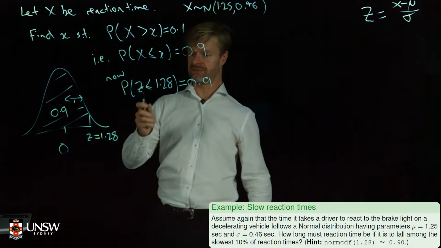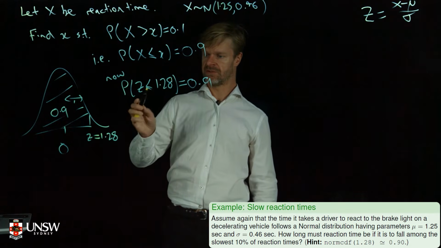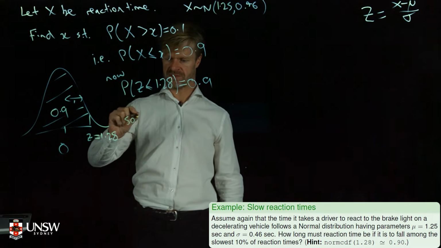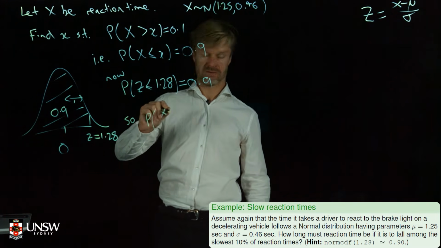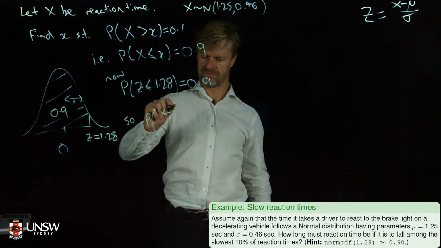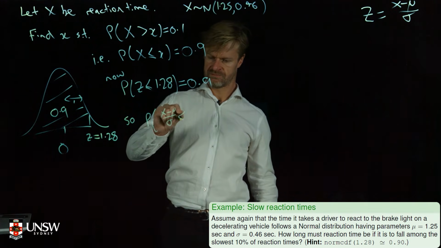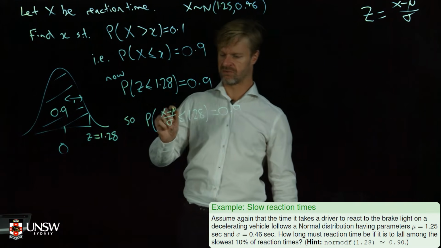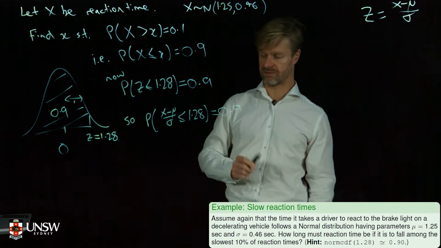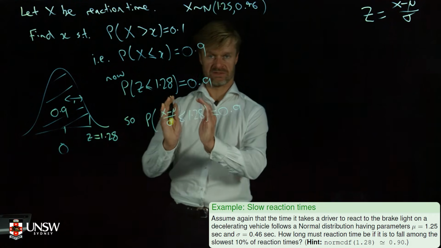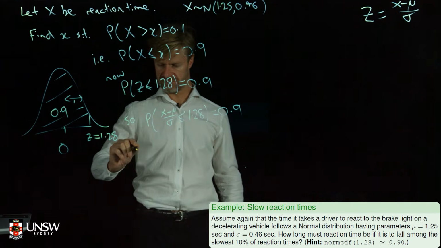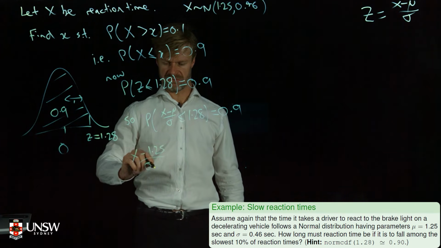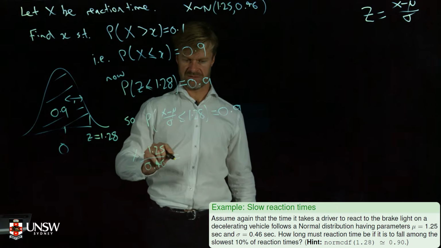So we've just worked out that for the standard normal, the chance of getting less than or equal to 1.28 is 0.9. So, because (x minus mu) on sigma is equal to z, the chance of (x minus mu) on sigma being less than or equal to 1.28 is 0.9. We're just going to find x. Okay, so (x minus 1.25) over 0.46 is equal to 1.28.